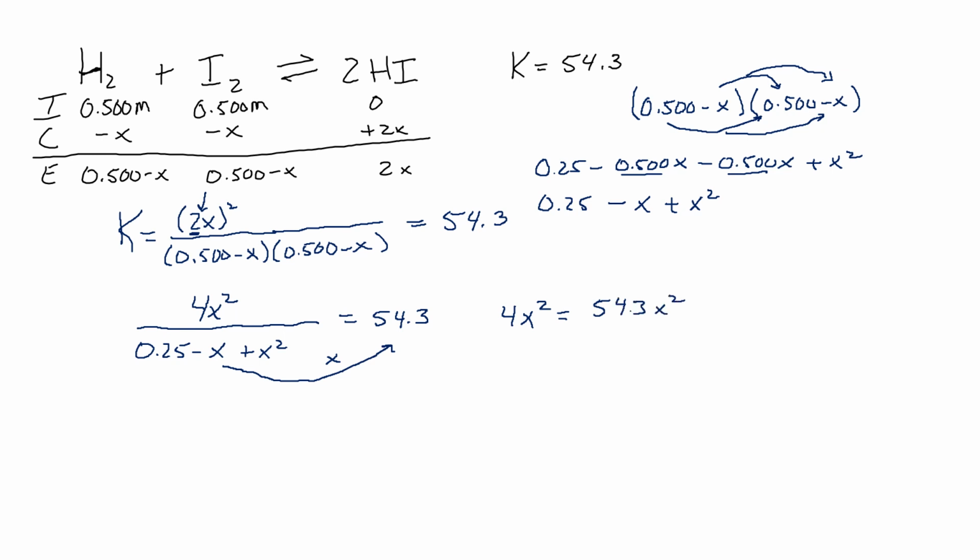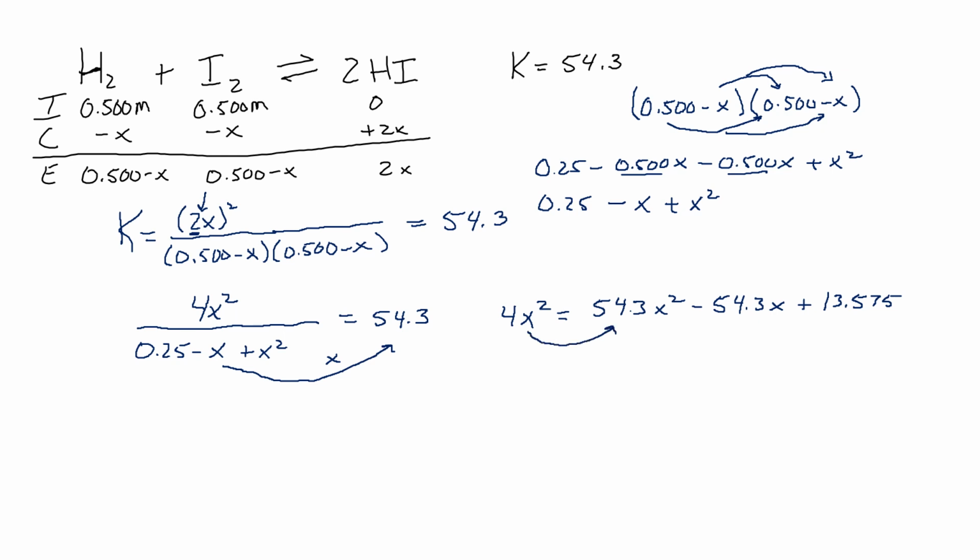minus 54.3x and plus the 0.25 times the 54.3. Looks like it should give us 13.575 in that case. So just to verify here, 0.25 times 54.3. Yep. Okay, now we need to combine our x's. So again, I'm going to keep my x squared positive, so I'm going to basically subtract this to the other side.